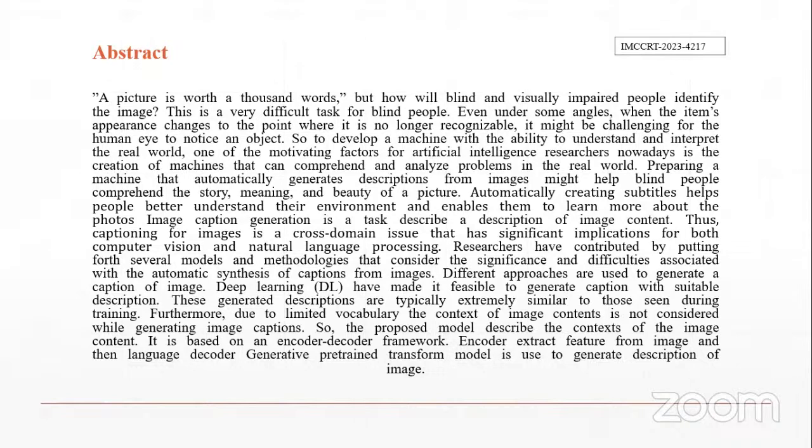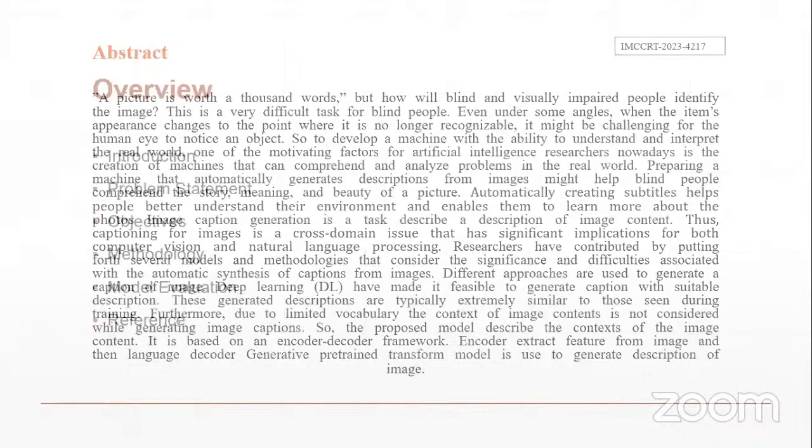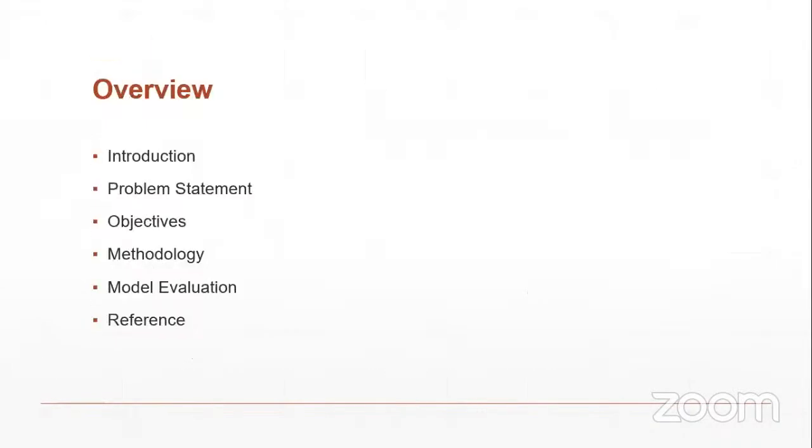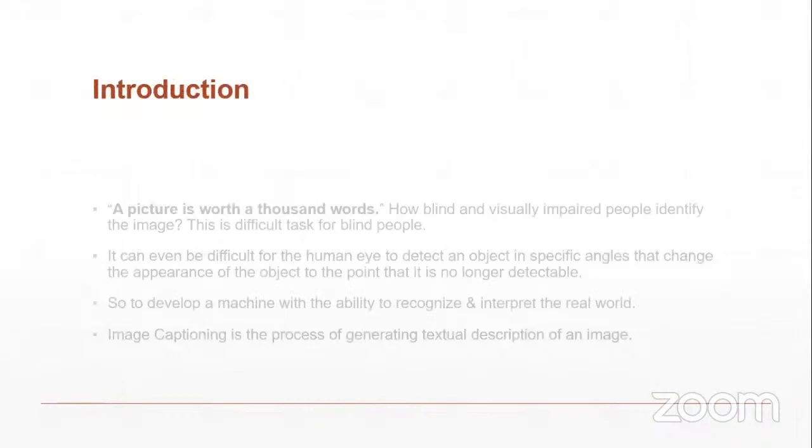So we propose a model that describes the context of image content. It is based on an encoder-decoder framework. The encoder first extracts the features of the image and then a pre-trained transformer model is used to generate the description of the image. So let's start the overview. First of all, I will talk about the introduction.